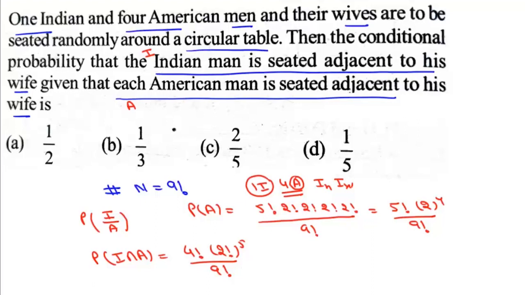Now we need to find this conditional probability that the Indian couple is together given that the American men are with their wives. So this probability will be factorial 4 into 2 to the power 5 upon factorial 5 and 2 to the power 4. Now this probability simply will be 2 by 5, and that's your option C.